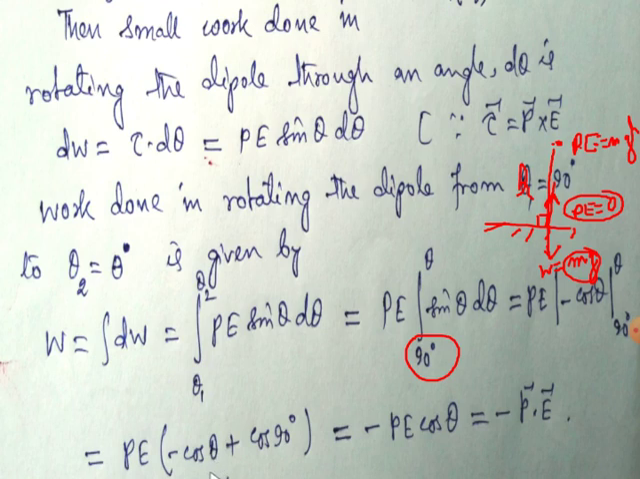Suppose you are asked to find out the potential energy or the work done in rotating that dipole from theta 1 equal to say 20 degrees to 30 degrees like that, then you better use this formula. Or from theta equal to 30 degrees to 40 degrees, if you are asked. So this will be the first theta, this will be the second theta. That means this will be the lower limit, and the second the upper limit, right? In that way you can take it. Got it?